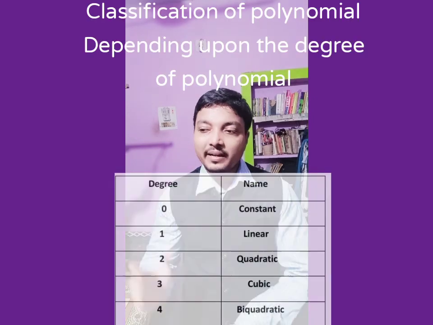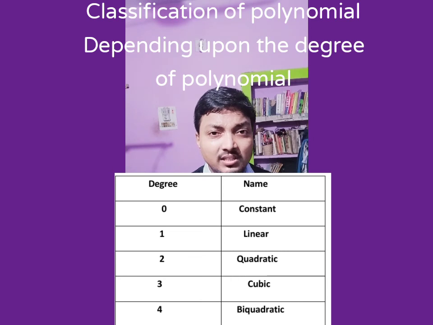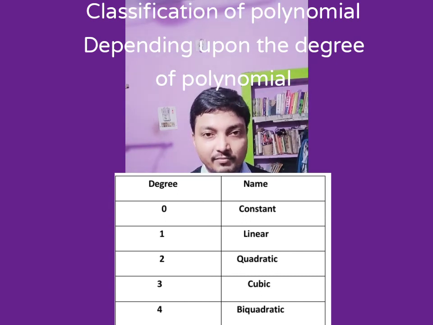Okay. So depending upon the degree, how can we classify the polynomial? Remember, if the degree is 0, like 2, 3, 4, 1 by 2, 1 by 3, that type of polynomial is called a constant polynomial. If the degree is 1, it is called a linear polynomial. If the degree is 2, it is called a quadratic polynomial. If it is 3, it is called a cubic polynomial. If it is 4, it is called a biquadratic.